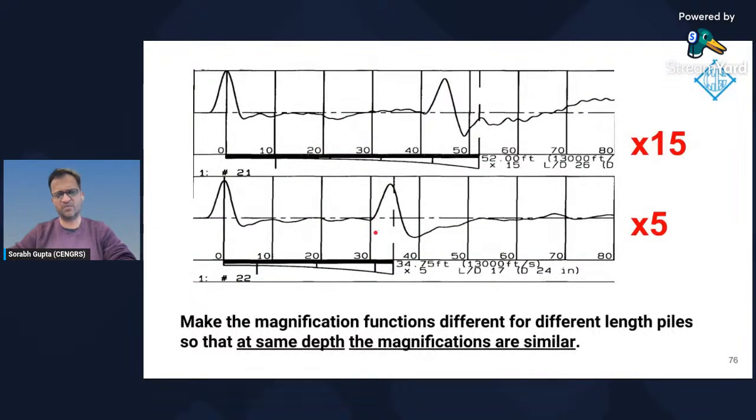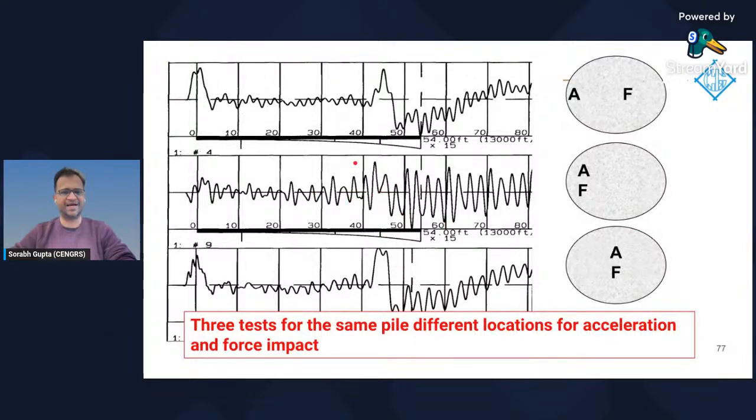So the rule of thumb is, when that happens, if you have piles of different lengths at the site, use different magnification factors. For longer piles, you can use a higher magnification factor. In this case, I used 15. For the short piles, I used 5. As long as your magnification factors at similar pile lengths are roughly the same. So you see here how the magnification factors at similar pile lengths are roughly the same, roughly 4.